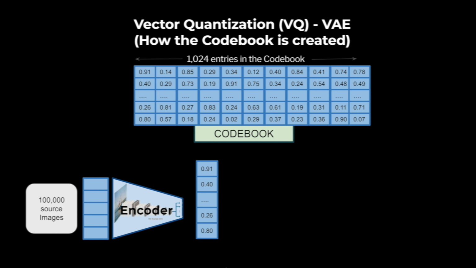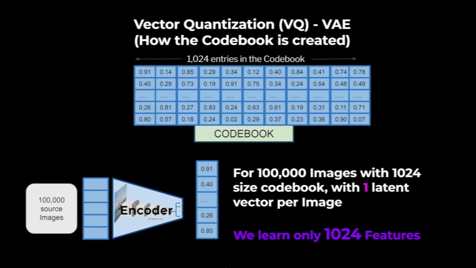Now I believe that you have a better understanding about how the codebook is created. However, there are a couple of things to add to make the VQ-VAE more versatile to extract features from the source data such as images. First, let's calculate that we have 100,000 source images and the codebook size is 1024 entries. And the encoder generates only one latent vector per source image. So we just learn only 1024 features from our source images.